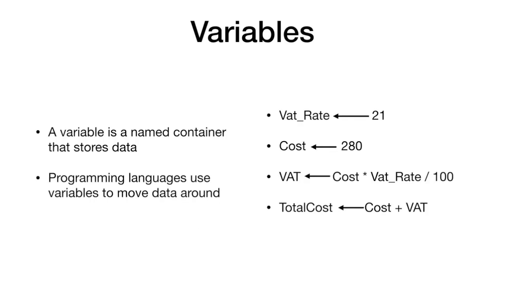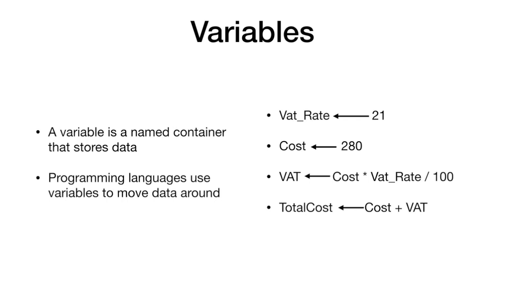So a variable is a named container that stores data. And pretty much any programming language you're going to use is going to use variables. And programs use these to move information around from place to place.